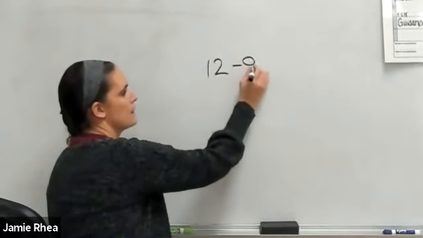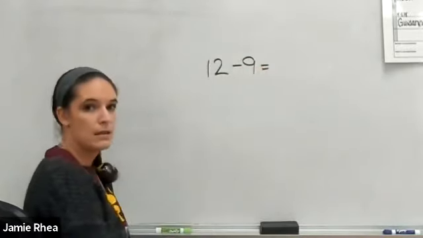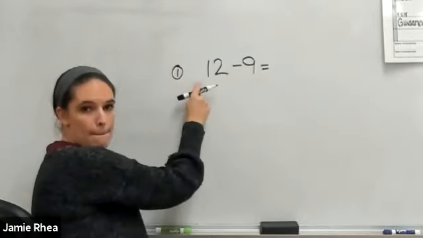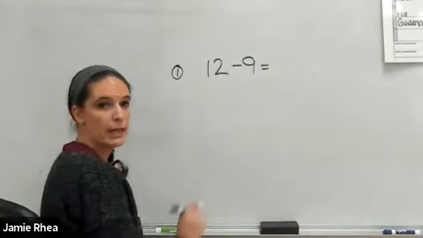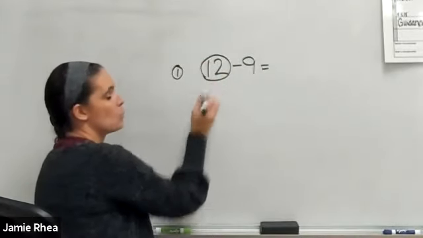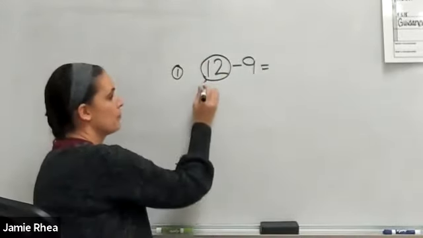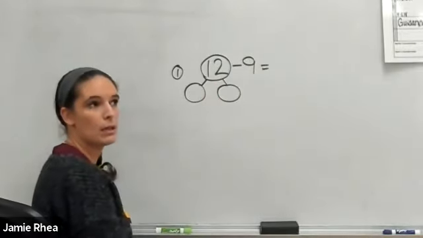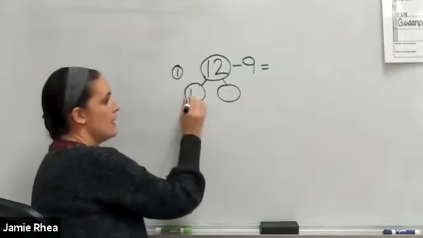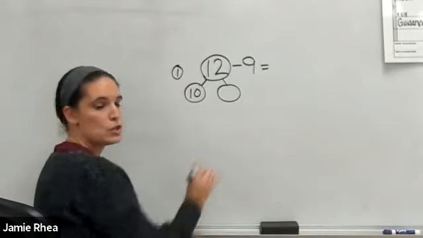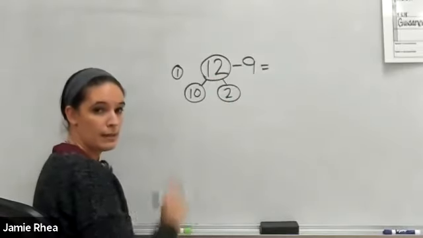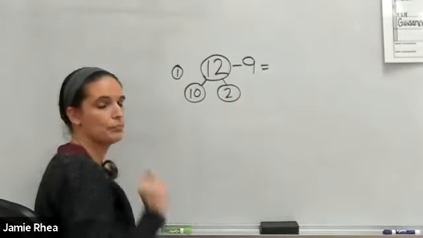12 minus 9. Step 1. Make that into a number bond. Let's break it up. 12 is my whole. Now my 2 parts are going to be 10 and 2. That's step 1. Break it apart.